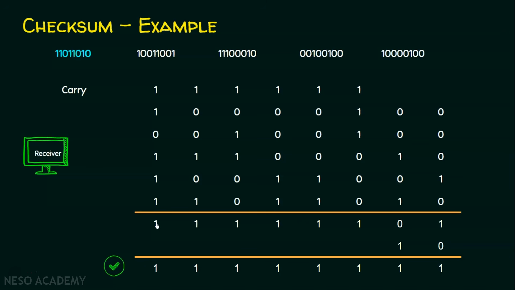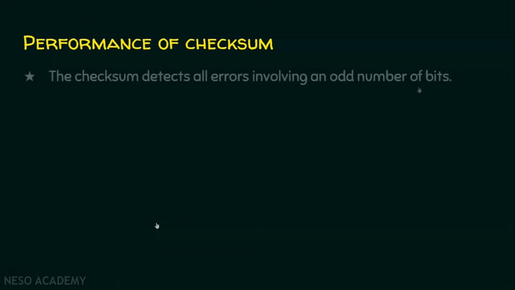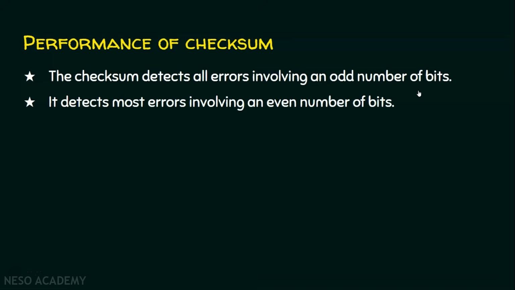Let's now analyze the performance of checksum. Basically, this checksum is a very powerful technique because it can detect all errors involving odd number of bits as well as it can detect most errors involving an even number of bits. So it is powerful to some extent in detecting bit errors as well as burst errors.